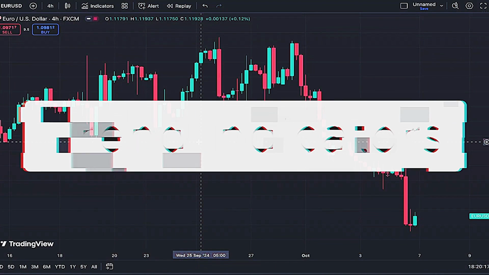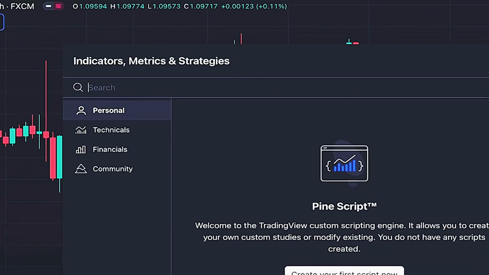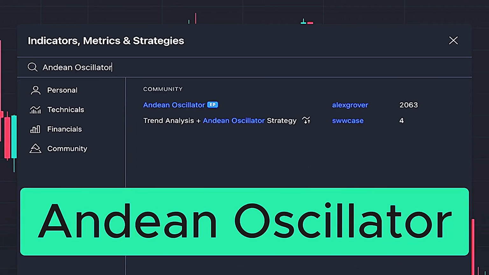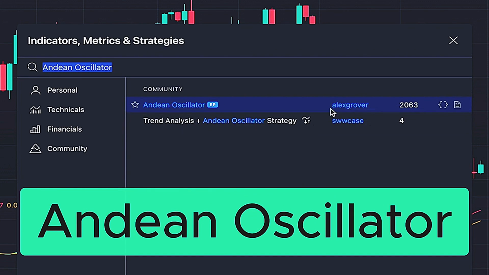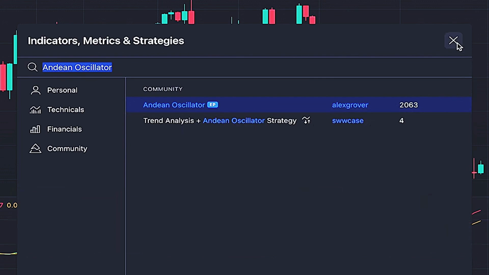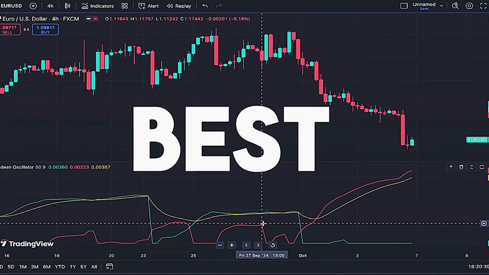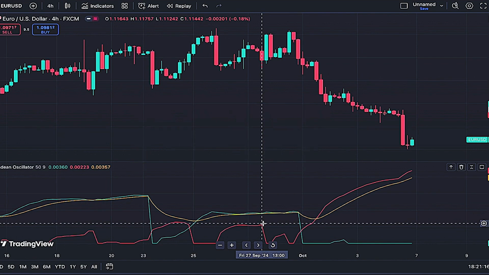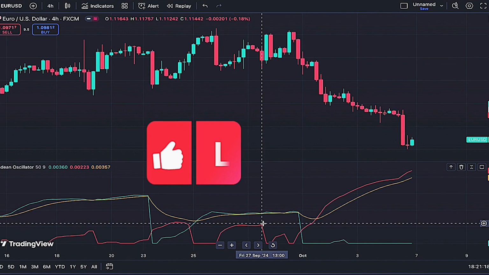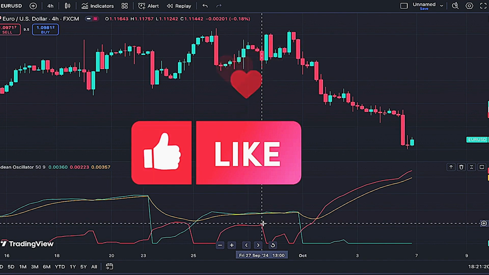Next category, trend indicators. Here we click on indicators and we search Andean oscillator. This one, which is an Editors' Picks indicator and written by Alex Grover. This indicator is one of the best trend indicators that you can use in your trading strategy because it also helps you to know when the market is not trending, so you can avoid many false signals in a flat market.